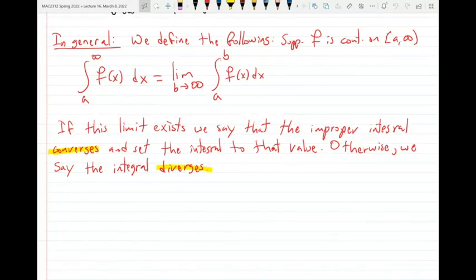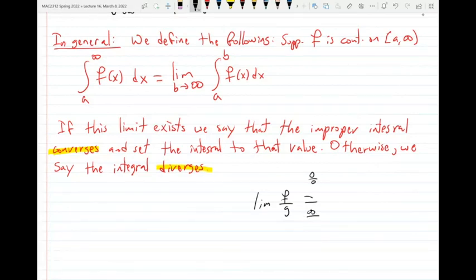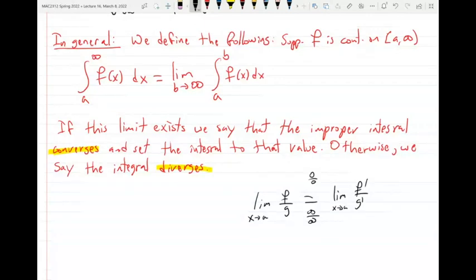L'Hopital's rule just says that the limit of f over g, if this limit is of the form 0 over 0 or infinity over infinity, as x approaches a or infinity, it doesn't matter, you can replace it by the limit of the derivatives. But this only applies when you have a 0 over 0 or infinity over infinity situation. Okay? But there are 5 more.